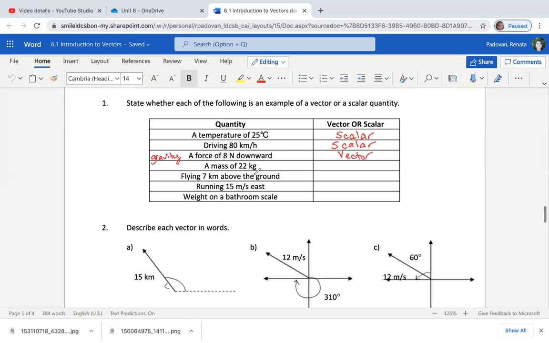Okay, what do you think about this for a second here? I've got a mass of 22 kilograms. So a weight of 22 kilograms. This mass could be anywhere here. This mass could be your mass on Earth, your mass on another planet, wherever you are, the mass is the same and the mass is 22 kilograms. So we're only dealing with one piece of information here, which is weight. So that is a scalar.